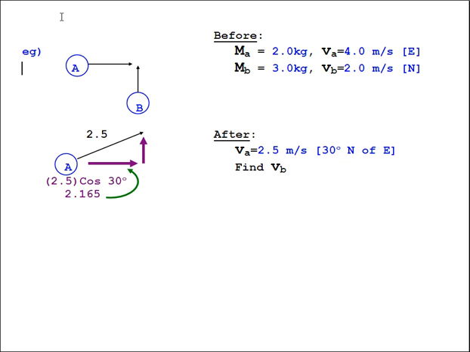Pretty easy to do. We can just use SOHCAHTOA to do it. We can go with cosine to find the x. Looks like that ball A is going sideways at 2.165. And it's also going up at 1.25 meters per second.